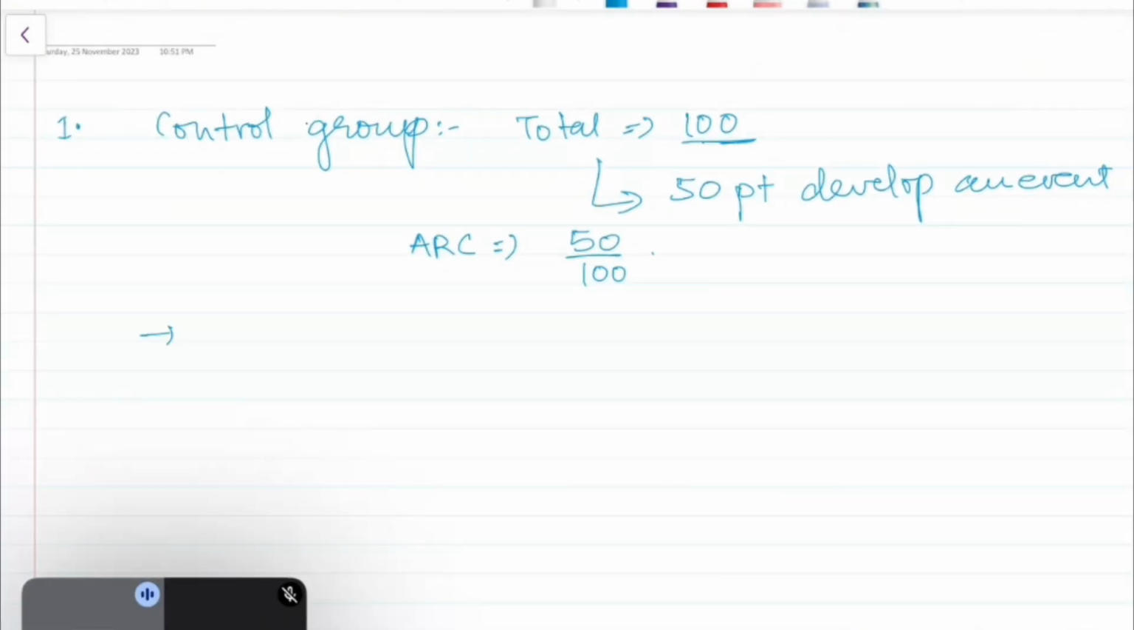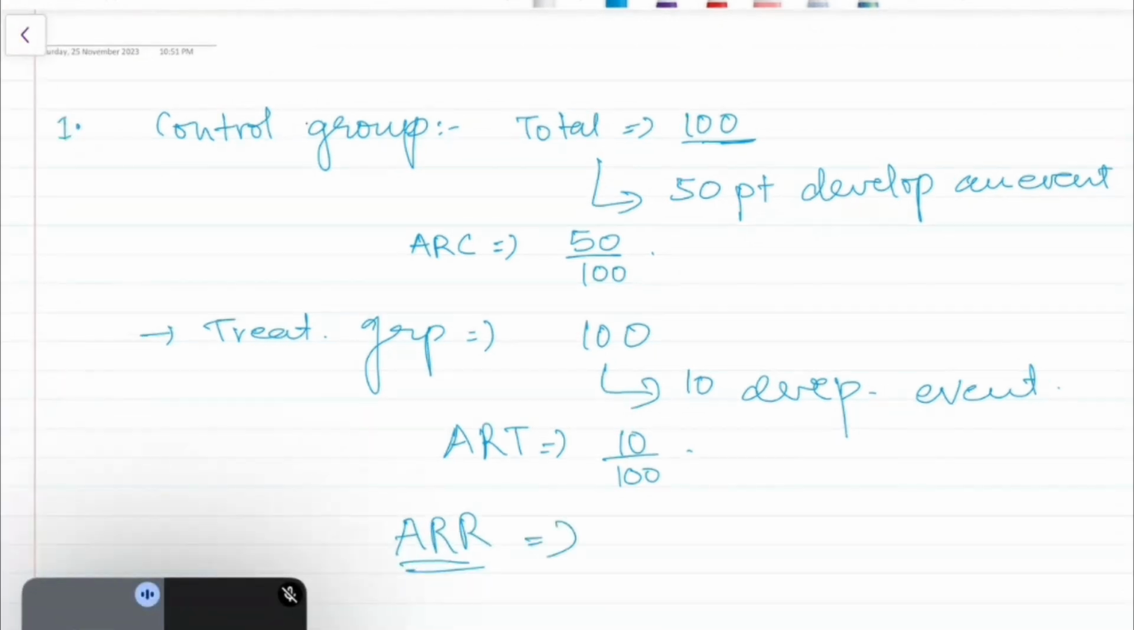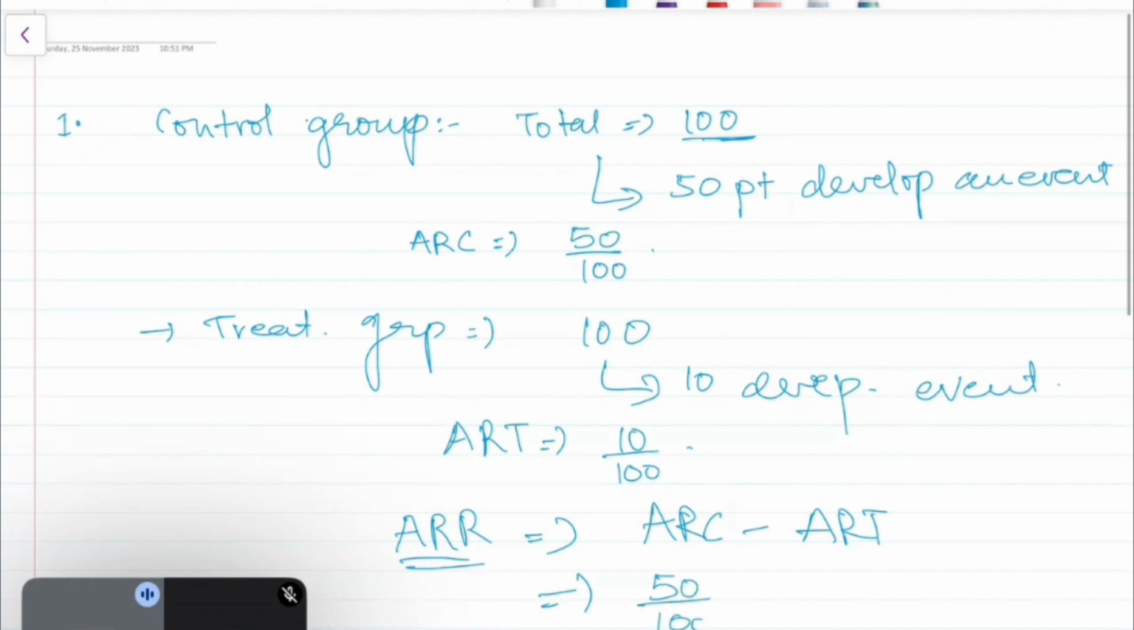So second will be the treatment group. In the treatment group, again, we have 100 patients. Out of these 100, 10 developed an event. So our ART comes out to be 10 by 100. I hope this is simple. Now, we have to calculate absolute risk reduction. It is ARC minus ART. You would notice that I haven't divided the fractions. I've just kept the fractions, so it becomes very easy to calculate.